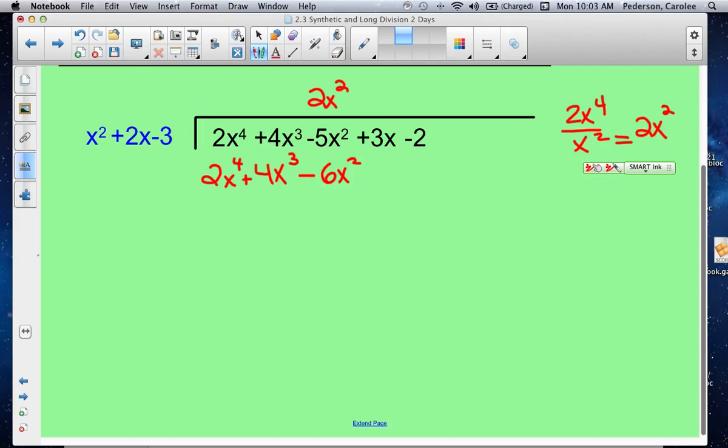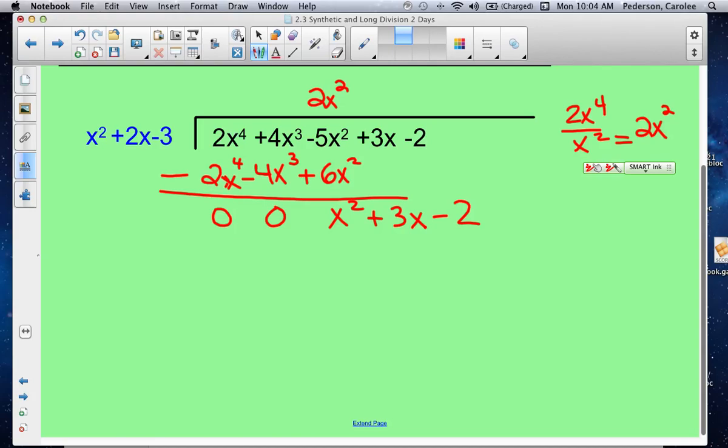Now we change the signs. So we're going to get a subtraction, and a plus. So now 2x to the 4th minus 2x to the 4th is 0. 4x cubed minus 4x cubed is 0. Negative 5x squared plus 6x squared is x squared. Now I'm going to bring down the 3x and the negative 2.